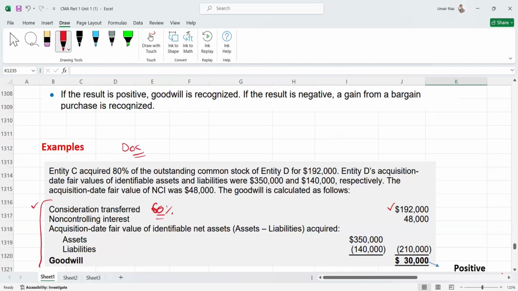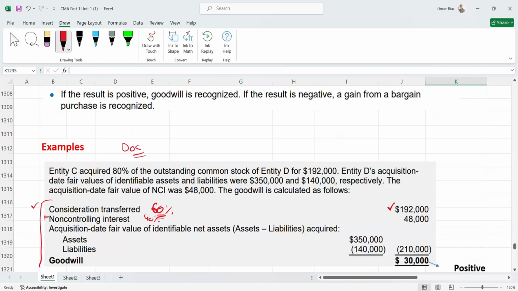Maybe I can give my stocks to acquire their stocks. If I'm giving my stocks, I need to take the fair value of the stocks given as the consideration transferred. Consideration transferred means what you have given for the acquisition percentage. Let's assume we have given $192,000, and then we will add here in consideration transferred the fair value of non-controlling interest.